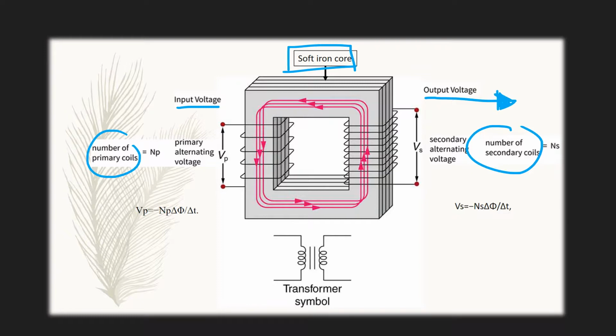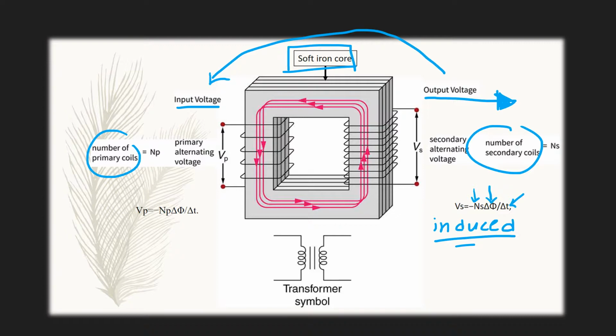For the simple transformer shown in the diagram, the output voltage depends almost entirely on the input voltage and the ratio of the number of loops in the primary and secondary coils. Faraday's law of induction for the secondary coil gives its induced output voltage V subscript S as V_S equals negative N_S, the number of turns in the secondary coil, times delta phi, the change in magnetic flux, over delta t, the change in time. Note that the output voltage equals the induced EMF, provided coil resistance is very small.